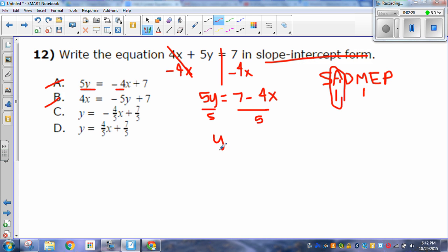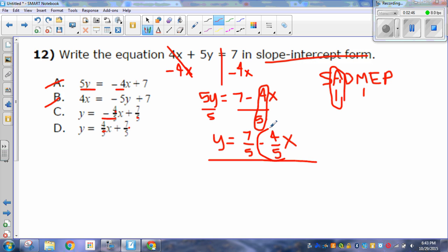And the last step I have to do, as you know, I need to divide by 5. And when I do this, I get y equals 7/5 minus 4/5. Remember, we're dividing these two numbers. Don't worry about the x. And we write the x next to 4/5. Now, when I look at my answer choices, I have 7/5, 7/5, 4/5, 4/5. The only difference between these two is that this one's negative. According to my equation, do I have a negative 4/5? Absolutely. This is negative 4/5 x. So for that reason, C is the right answer.